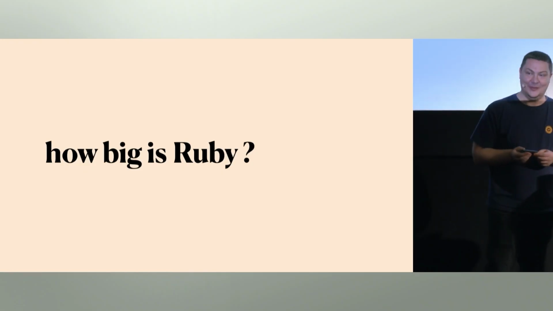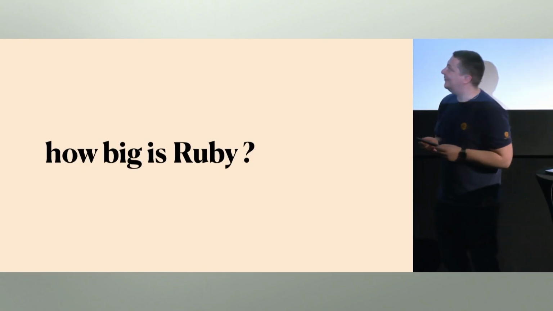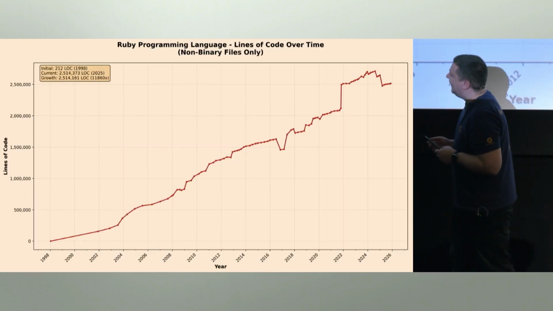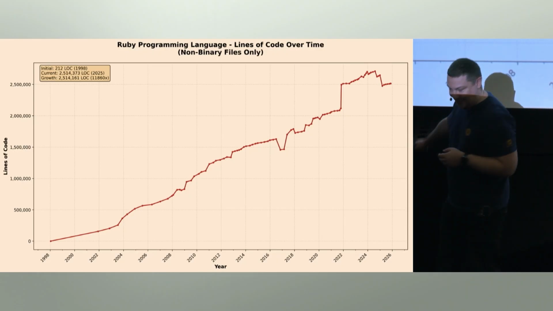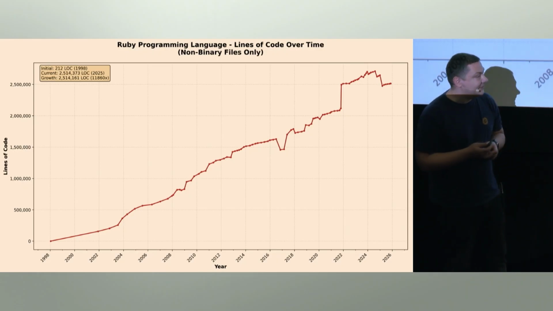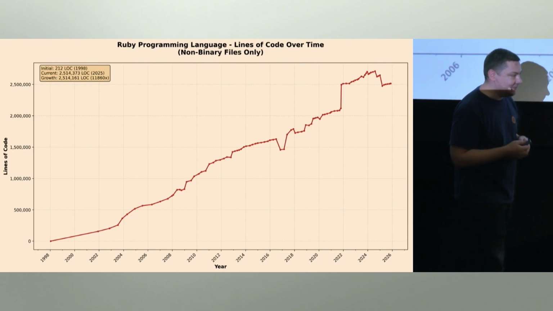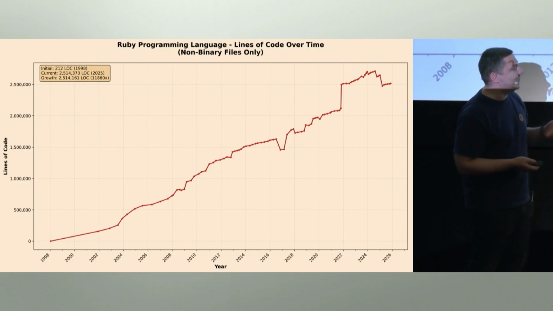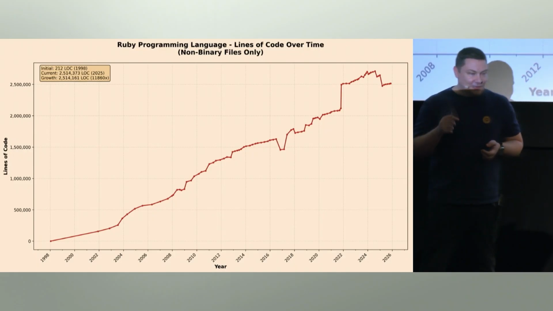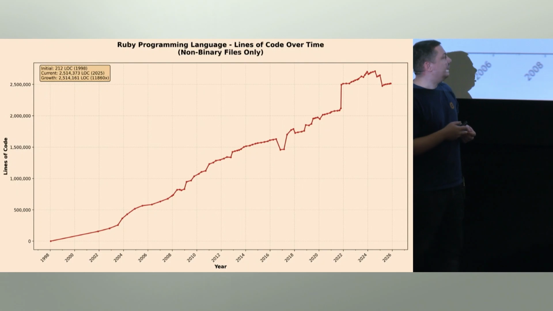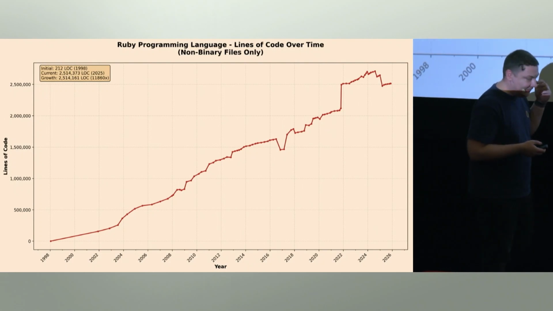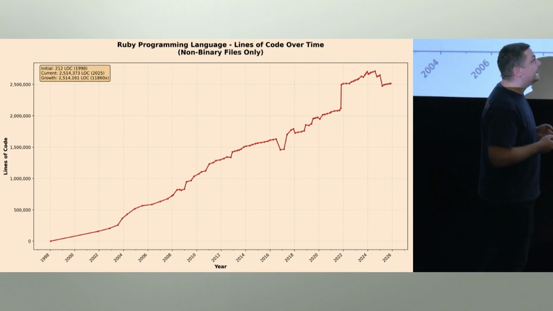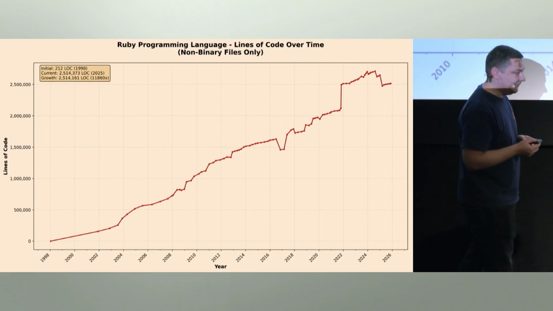Okay, Ruby. You know the language, right? How big is Ruby? We have tiny Rubicons. I asked Claude how big is Ruby, and he came up with this thing. This is lines of code over time in the Ruby repository. It is, of course, Claude, so it's basically a lie. Ruby didn't start in 1998. It started earlier, and also this is not the first Ruby.